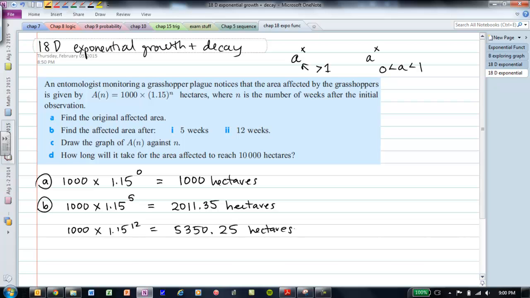For all of these, you should probably round to 3 significant figures, unless it says otherwise. So for the first part B, that would basically end up being 2010, and for the second part of part B, that would end up being 5,350.